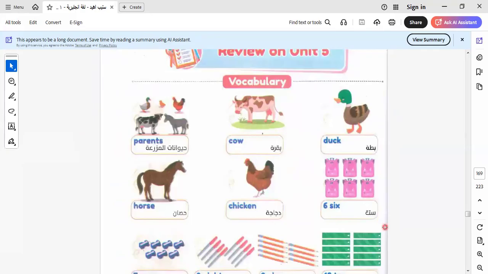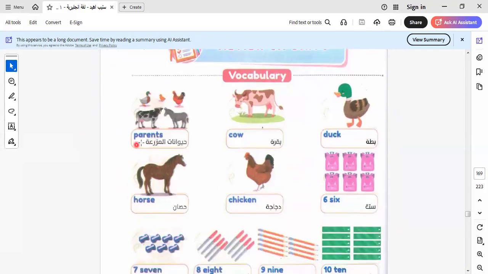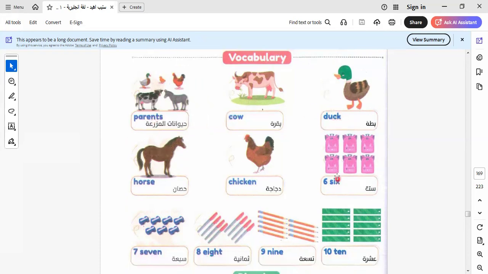Let's go. Let's review the unit and do the general exercise on this unit. Okay. Here we have parents. Here we talk about the animals on the farm, and we say this is called parents, as the parents in humans. You have parents in animals also. Here we have parents, cow, duck, six, chicken, horse. Repeat after me.